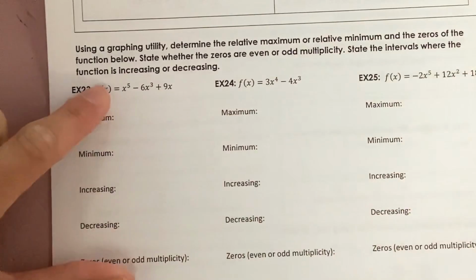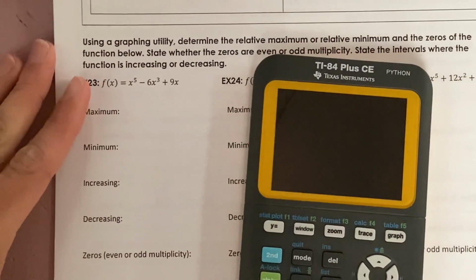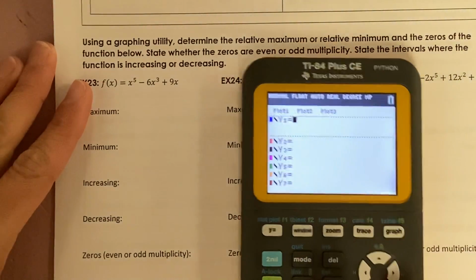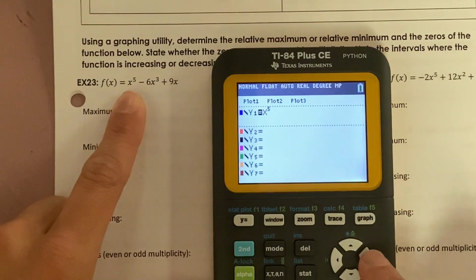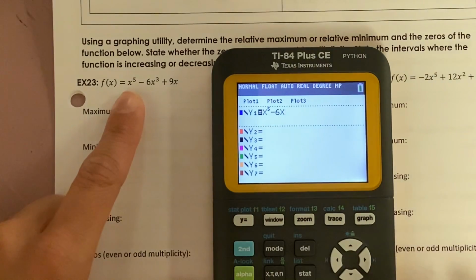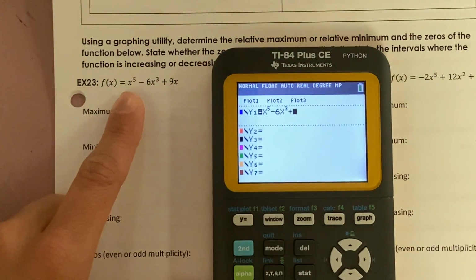All right, the first thing we're going to do is we're going to go into our calculator. We're going to go to y equals, and we're going to type our function in. So x to the 5th minus 6x cubed plus 9x.